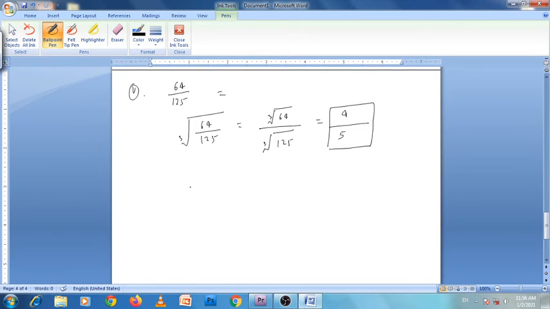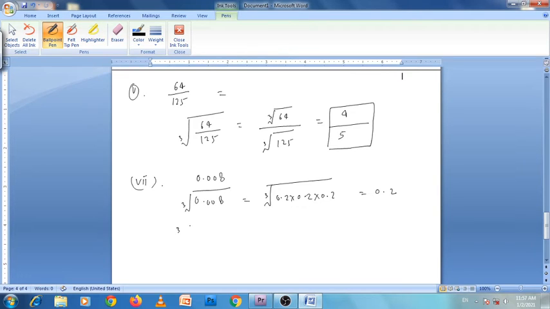And question number 7, 0.008. So how to find the cube root of this number? There are two methods. Either you can write this in this way: 0.2 into 0.2 into 0.2. So the cube root will be 0.2.